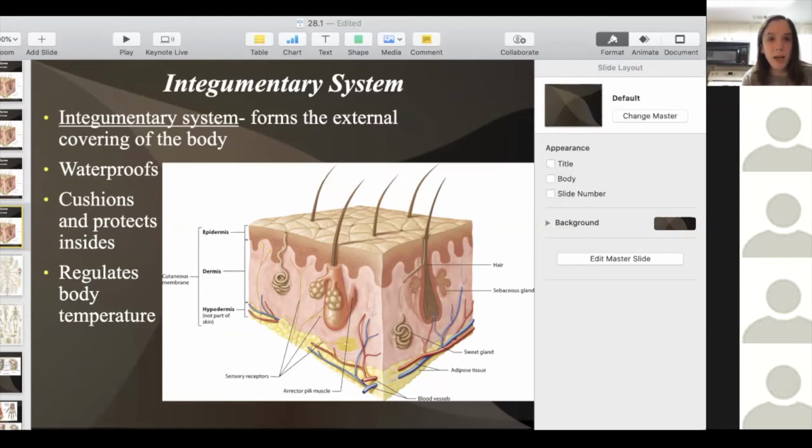Another job skin has is to regulate body temperature. So skin helps maintain the right body temperature. If we get outside of a narrow range of temperature, our body can't function. So below 85 degrees, above 108, our body dies. And so the skin is able to help maintain body heat by keeping heat inside.